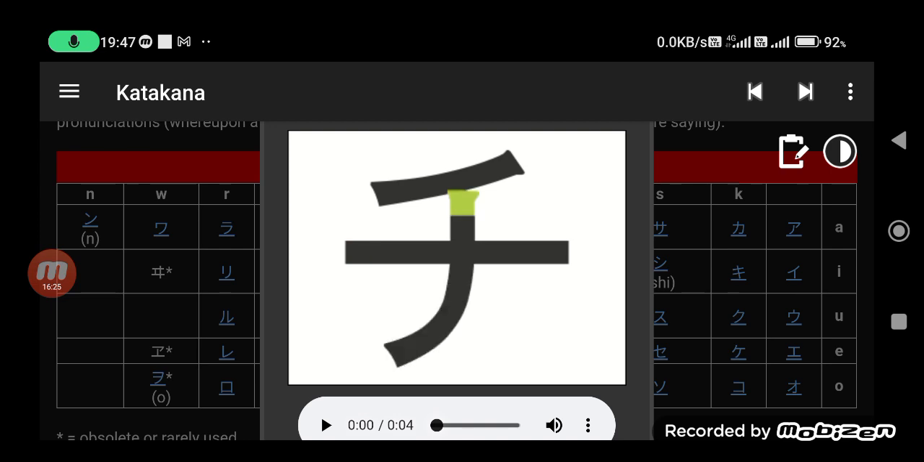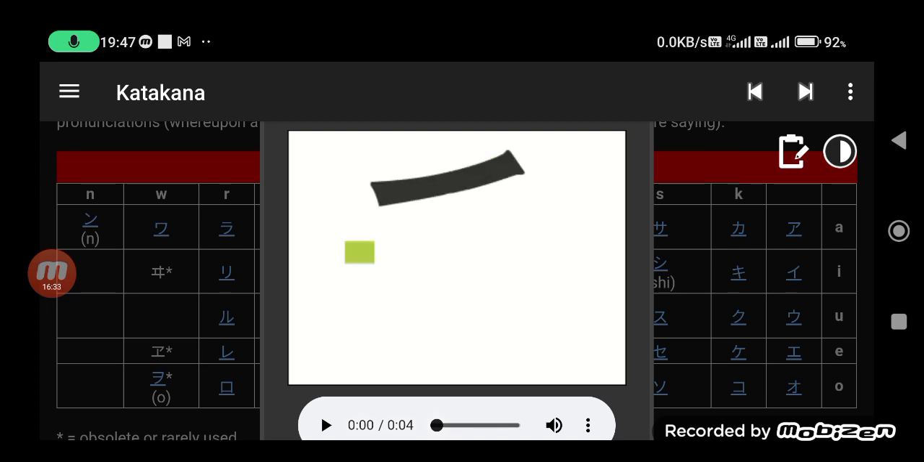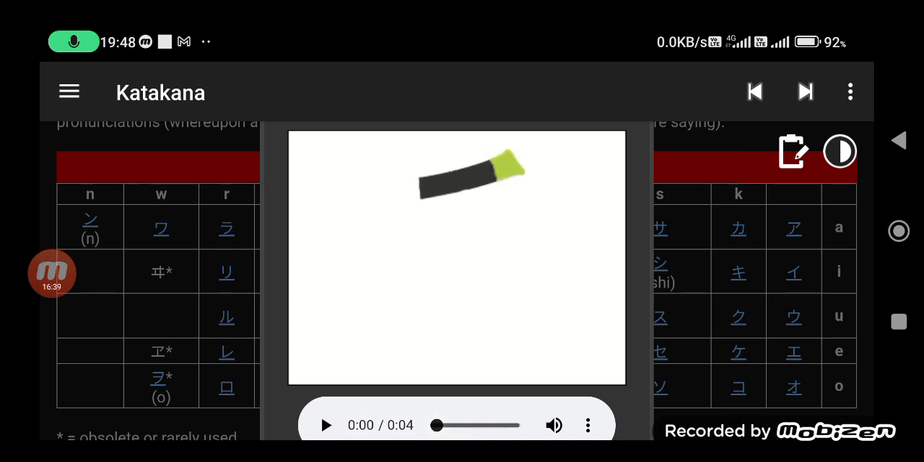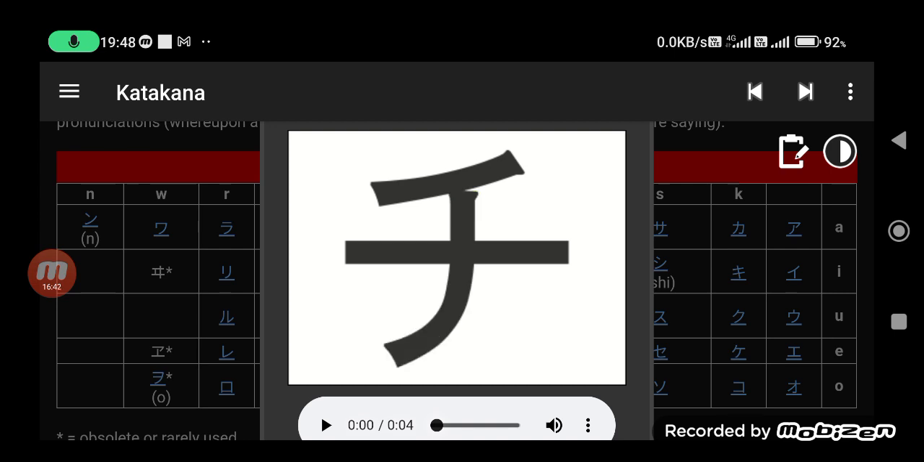Right to left, from top to bottom, but the first stroke is right to left. Remember the direction and the order. Right to left and then left to right. Three strokes. One more time for the chi. 1, 2, 3. Okay.